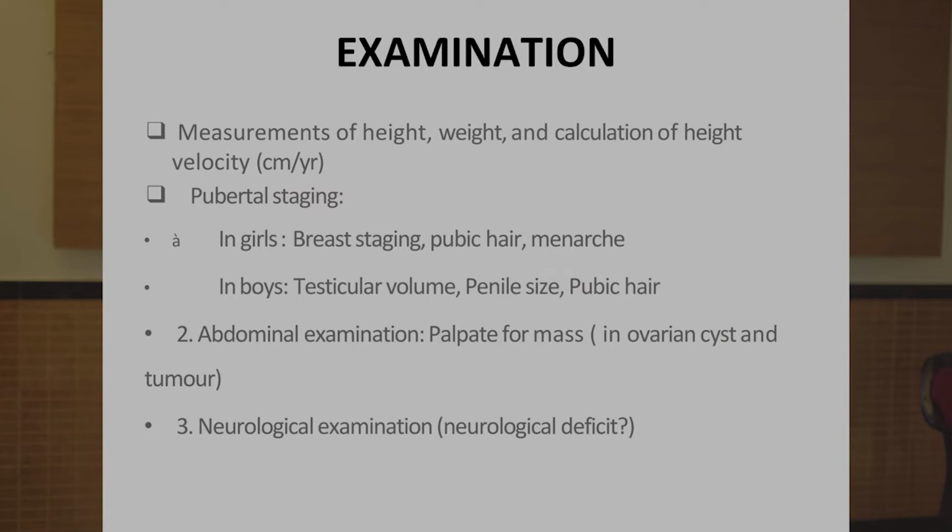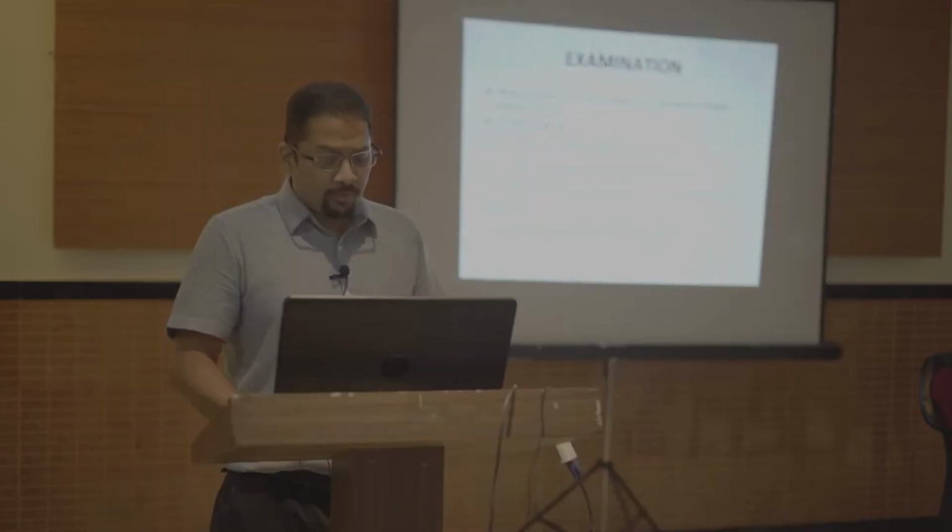Testicular volume should be measured with the orchidometer. The volume should not be measured sonologically. That is very important because the criteria have been given based on the orchidometer only. Then abdominal examination for any mass, ovarian cyst or tumor, and neurological examination for any deficit.